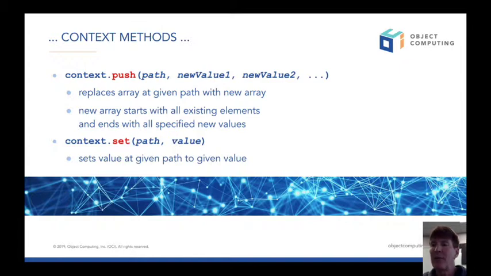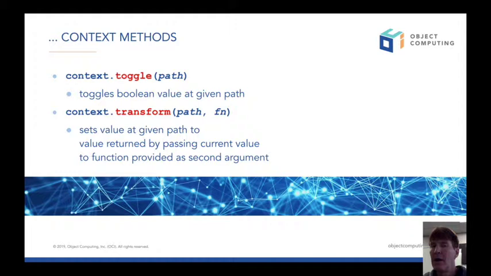The set method, perhaps the most commonly used method, sets the value at a given path to the specified value. The toggle method toggles the Boolean value at a given path. And finally, the transform method sets the value at a given path to the value returned by passing the current value to the function provided as the second argument. These 10 context methods cover all the common ways to update state.